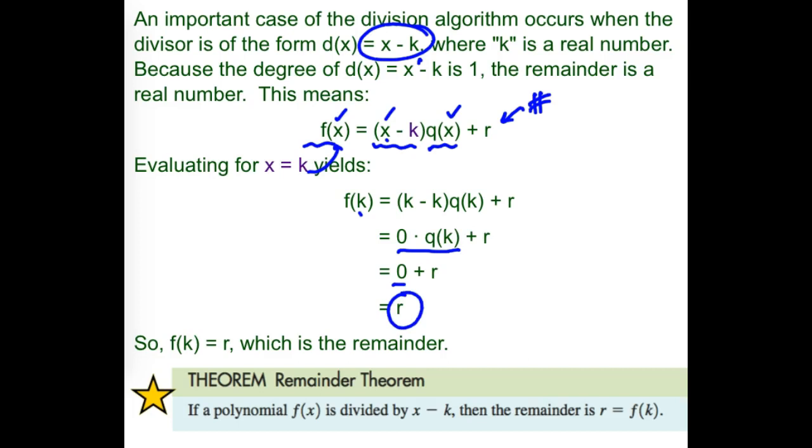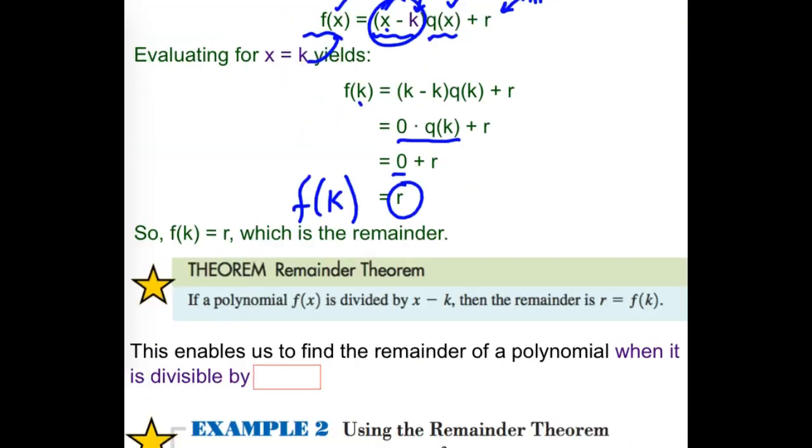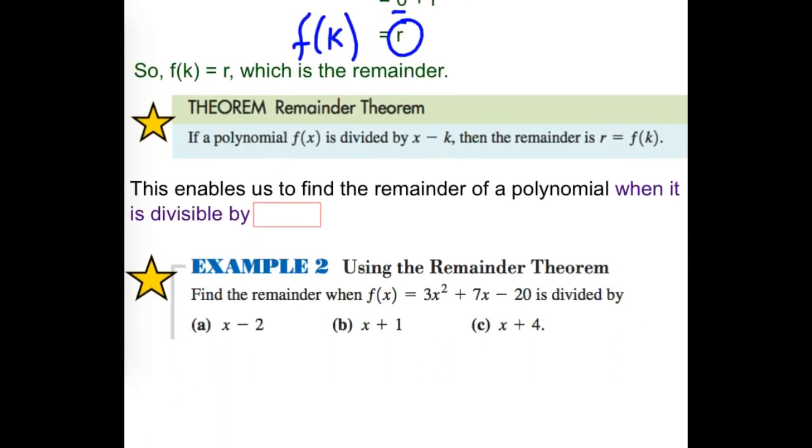In other words, if we evaluate our function for k, and that was the real part of our divisor, we should end up with just a remainder left. It's called the remainder theorem. It says if a polynomial f of x is divided by x minus k, then we can find the remainder by taking our function f and evaluating it for that k value, whatever number we have here. This enables us to find the remainder of a polynomial when it is divisible by x minus k.